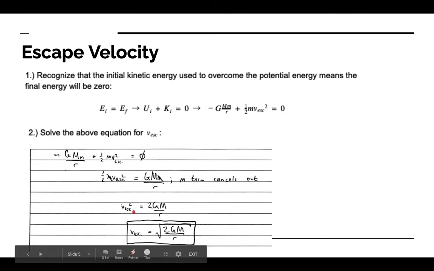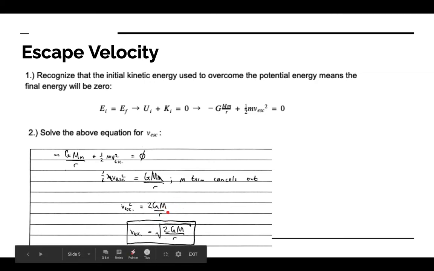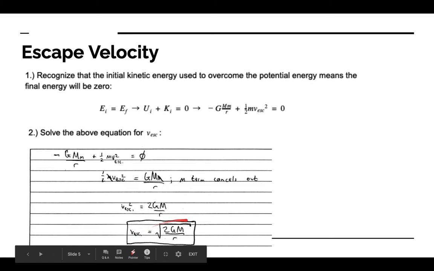So we get that the escape velocity squared is equal to 2 times the gravitational constant times the mass of our planet producing the gravitational field divided by the distance between the planet and the satellite. And taking the square root, we see that the escape velocity is equal to the square root of 2 times the gravitational constant times the mass of the object producing the gravitational field divided by r. So again, we see for this equation that the escape velocity of our object in orbit around the planet does not depend on the mass little m of the object.